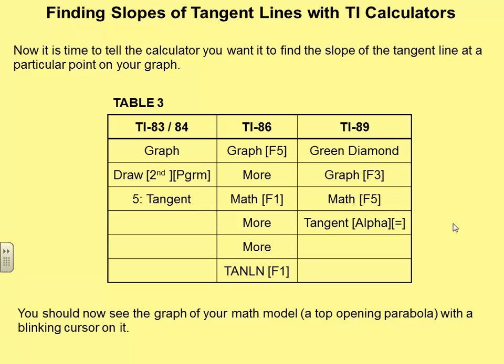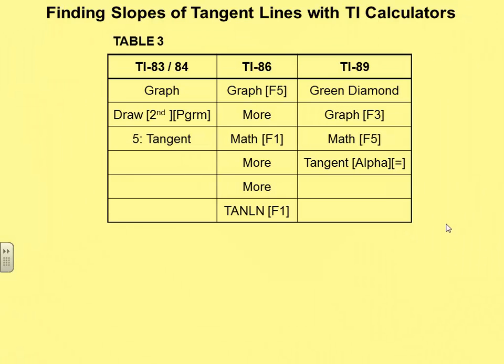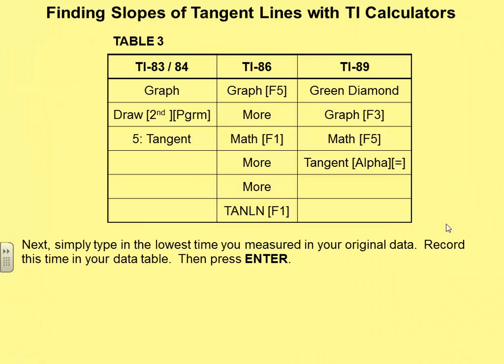And we are now ready to tell the calculator not only that we want it to find the slope of the tangent line, which we did by punching these buttons, but also at what time we want it to find the slope of the tangent line. To do that, you simply need to type in your lowest time, not 0, but the next lowest time, and then press enter.